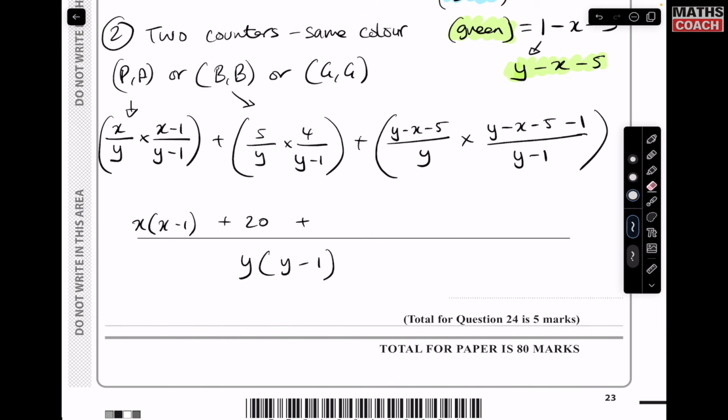Now this one, we've got to be careful with that one the most. So that is the first one. The second one, I'm also going to take these away. So that's minus 6. So y minus x minus 6. And there you have it.